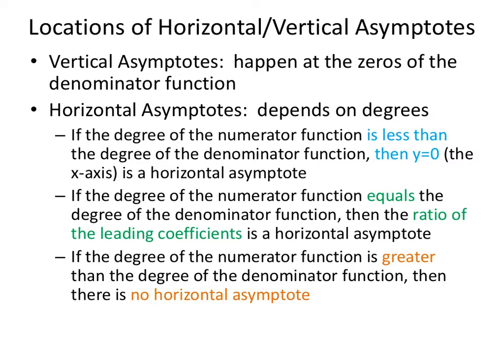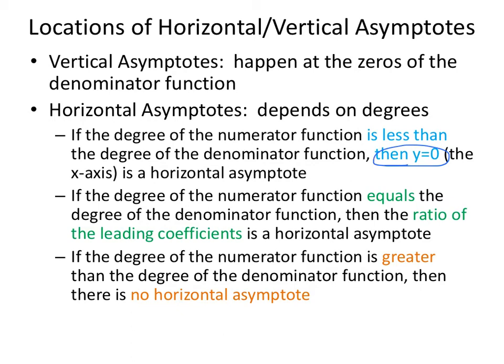Horizontal asymptotes are a little bit different, okay? They depend on the degree of the numerator versus the denominator function. If the degree of my numerator function is less than the degree of my denominator function, then y equals 0, or the x-axis, is a horizontal asymptote. And we saw that happen with my previous function. We had 3x plus 1 over an x squared function, right? So that degree of the top function was less than the degree of the denominator function, so the x-axis was a horizontal asymptote.